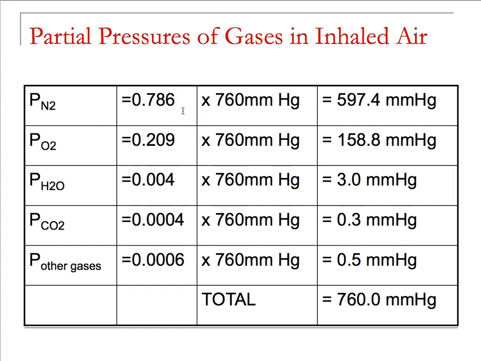Anyway, okay, roughly, what is it? 78% of all of the gases that are inhaled are nitrogen, 20% are oxygen, 0.4% are water, 0.004% are carbon dioxide. And this is what I mean by a very small concentration of carbon dioxide outside of the body, but a fairly high concentration of carbon dioxide inside the body that will actually have to travel outward.